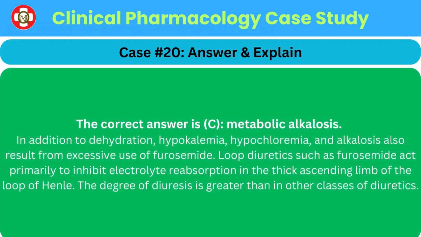The correct answer is C. Metabolic alkalosis. In addition to dehydration, hypokalemia, hypochloremia, and alkalosis also result from excessive use of furosemide. Loop diuretics such as furosemide act primarily to inhibit electrolyte reabsorption in the thick ascending limb of the loop of Henle. The degree of diuresis is greater than in other classes of diuretics.